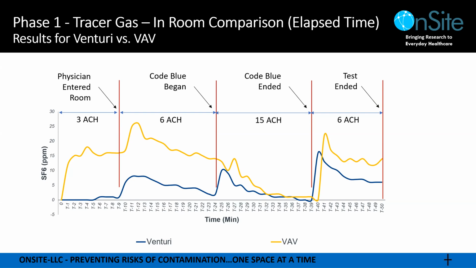At T equals 24, we simulate the patient coding, and the door is opened, the code is triggered, and the air changes go up to 15. So now we're in procedure mode. And you can see how rapidly the 15 air changes brings that contamination in the room down to 0 eventually. Then at T equals 39, the patient is saved and the code is ended, and the air change rate goes back to the occupied mode of 6. And you can clearly see the spike in detection of contamination in the room.